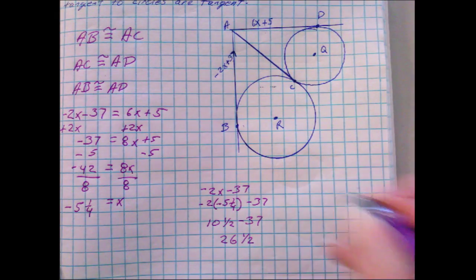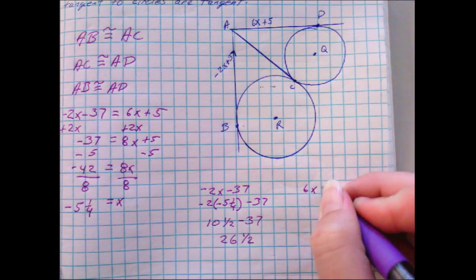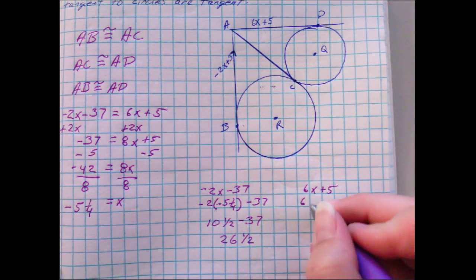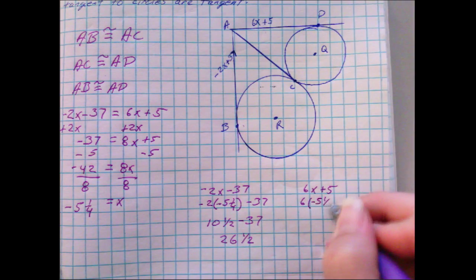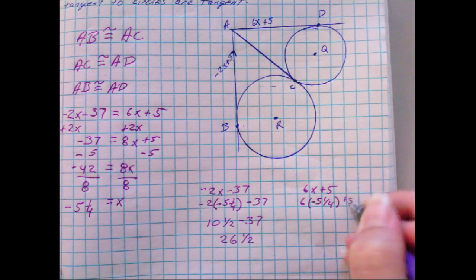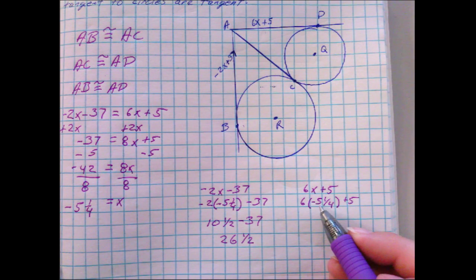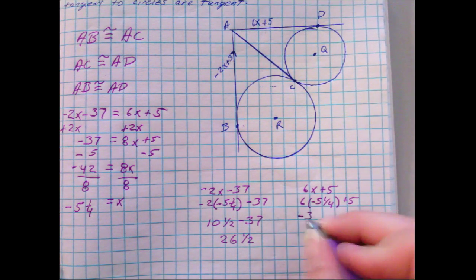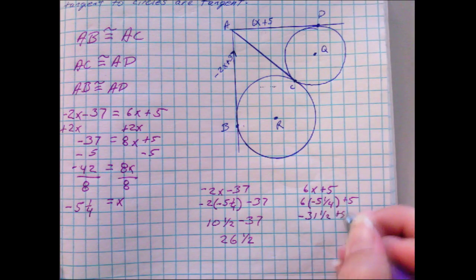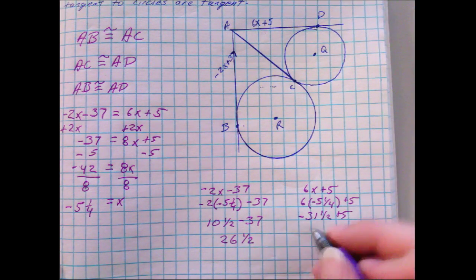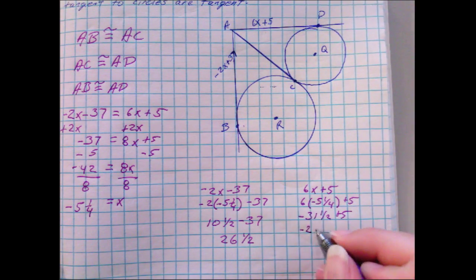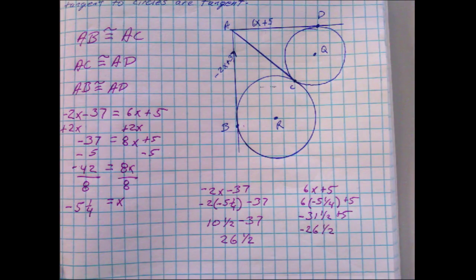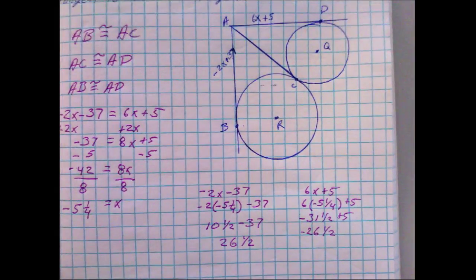So when we're working on the other side, we have 6x plus 5, so that's 6 times a negative 5 1/4 plus 5. 6 times 5 would be 30, and then we've got 6/4, so we've got 31.5 plus 5. So we have a negative 26.5. They did come out to be the same number, but they're opposite signs. So we're going to go back to the original problem and try to find our error.